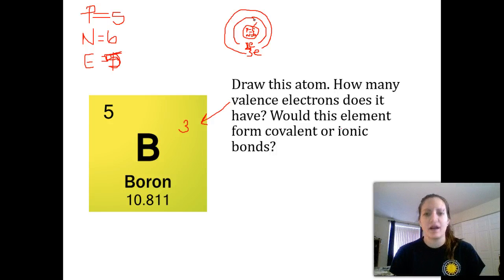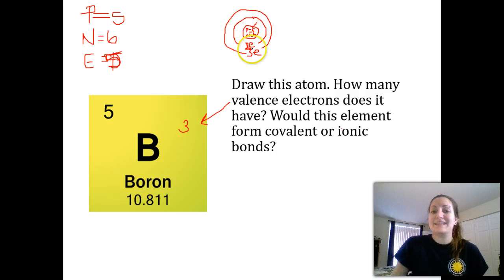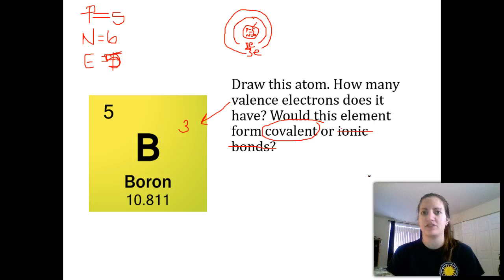So for boron to reach the octet rule, it would either need to lose 3 electrons, it could gain 5 electrons, or it can share electrons with another atom. Now, as I just mentioned, losing and gaining electrons, so not sharing electrons, is actually really hard to do. It's going to be very, very difficult for boron to gain 5 electrons, or it's going to be really difficult to lose 3 electrons. So the answer is not ionic. Boron would form covalent bonds. It needs to share with another atom in order to fill up its outermost shell.